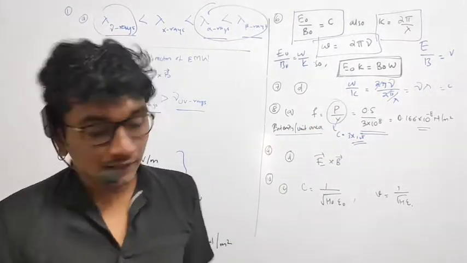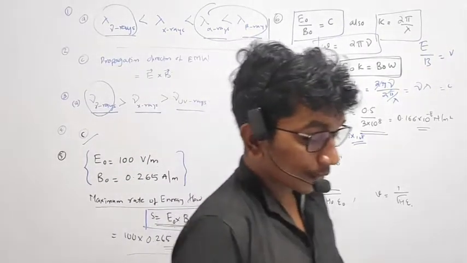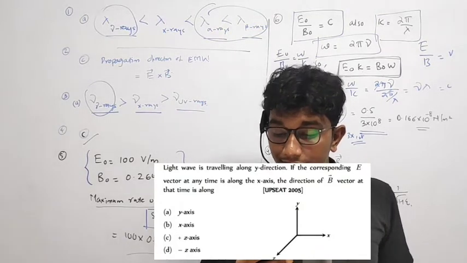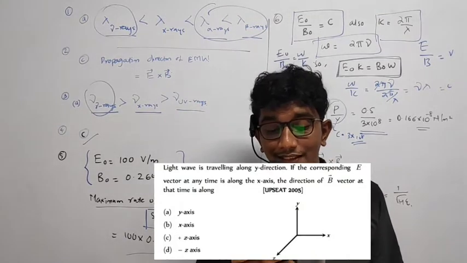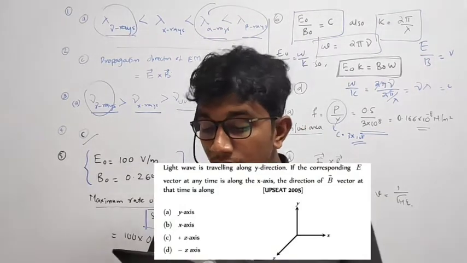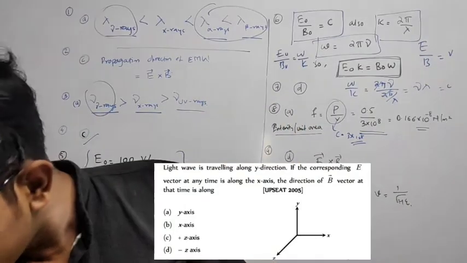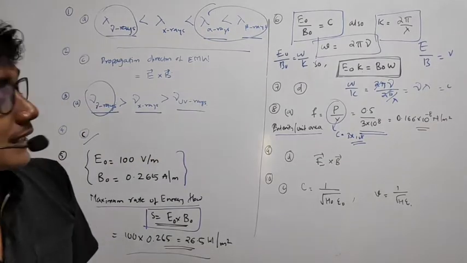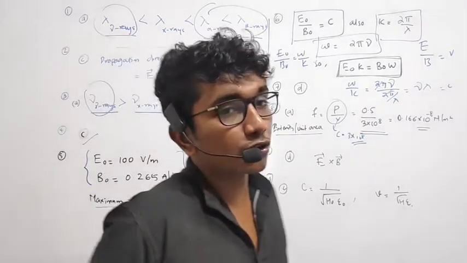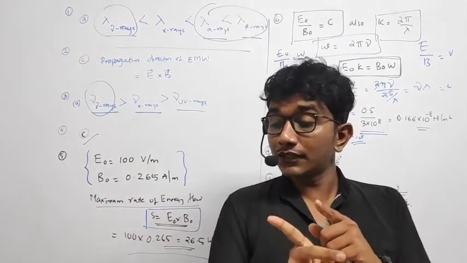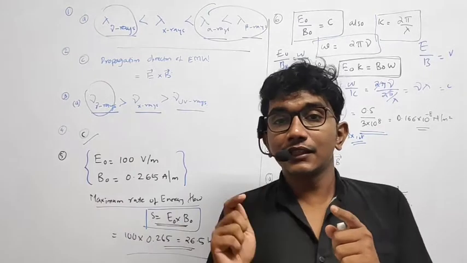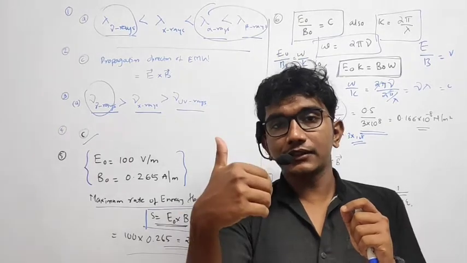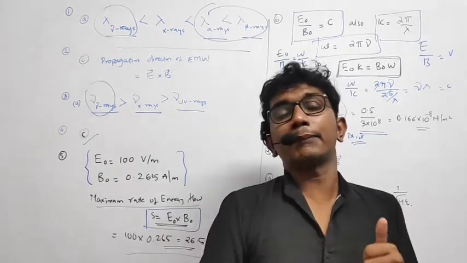Okay. So then question number 9. The light wave is travelling along y direction. If the corresponding E vector at any time is travelling along x axis, then the direction of B vector is along, alright, which direction? This is minus z axis. Okay, why? E cross B. Always you consider, if suppose E is in this direction, B is in this direction, the value will be E cross B. So you know about cross product, right? So how do you take? Like this you can take, or screw rule you can apply.